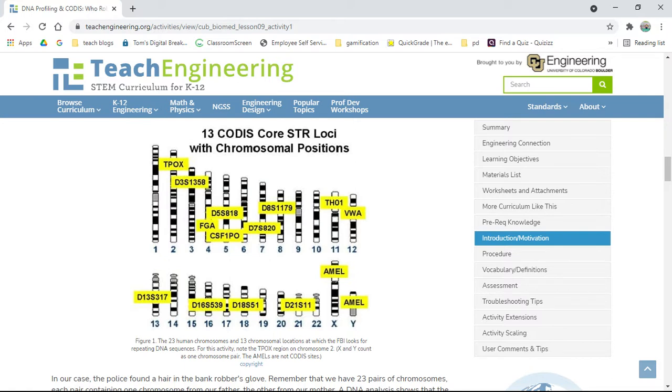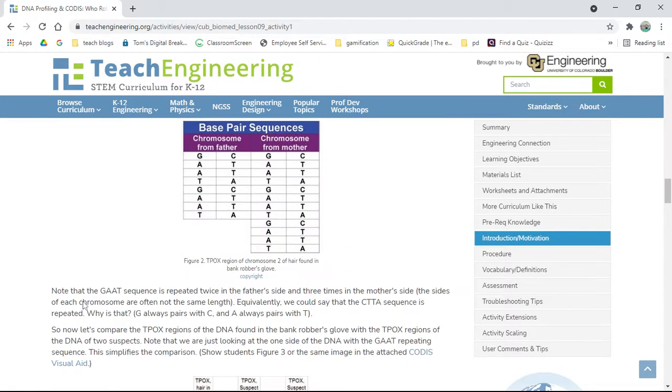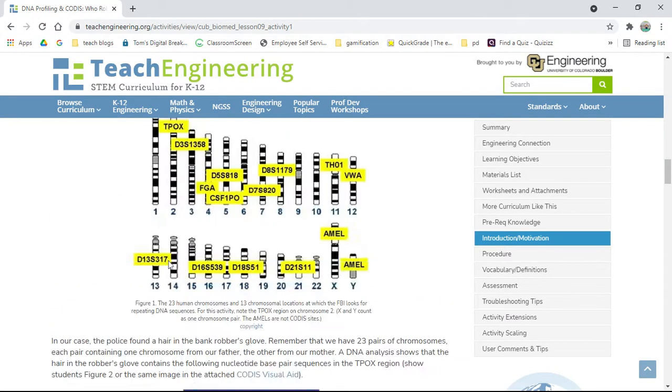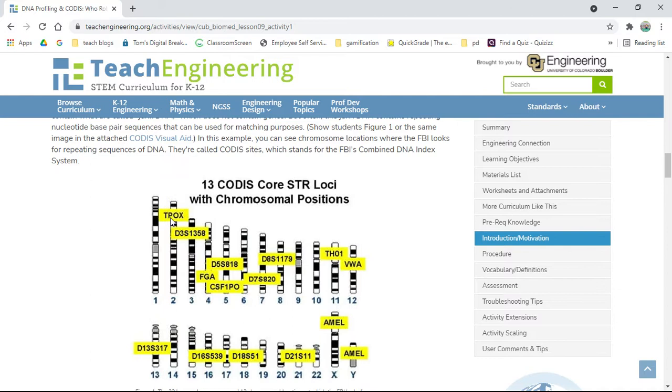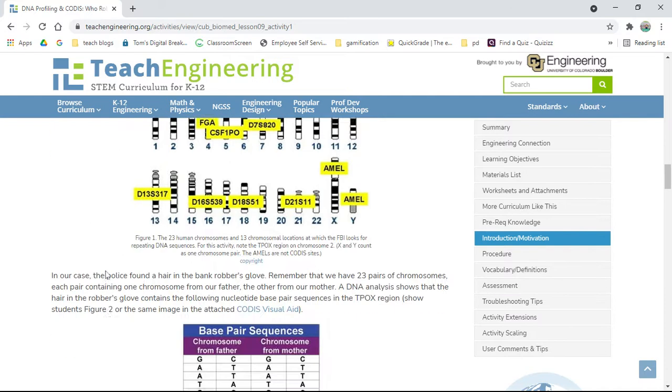In the lab or activity that you're doing with this lesson, the scenario is there was a bank robbery, and one of the bank robber's gloves was left behind, and it has a hair in it. And so the police were able to take DNA from that hair, and basically this was the region, that TPOX region, which, as you look back here on chromosome 2, is right there.